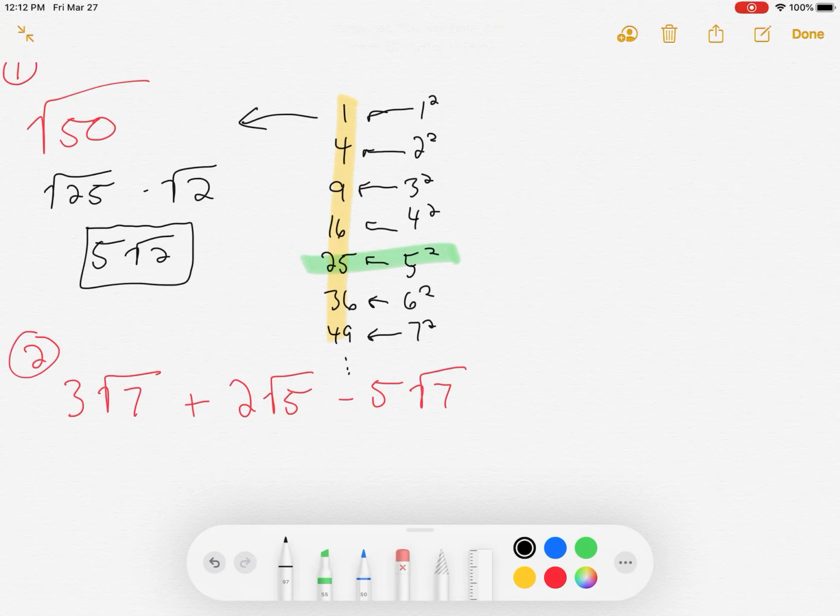Now, in some problems like number 2, they will already be reduced. Notice how each of these 3 terms look just like the one in the box that I am kind of circling right now. There's a number on the outside and a number on the inside. I call it outside the house and inside the house. So the numbers outside the house are 3, 2, -5. The numbers inside the house are 7, 5, and 7.